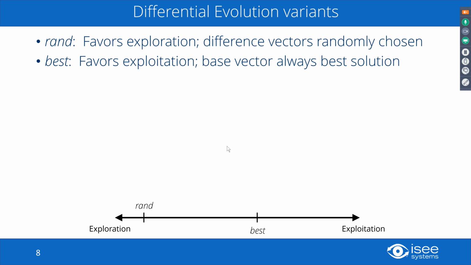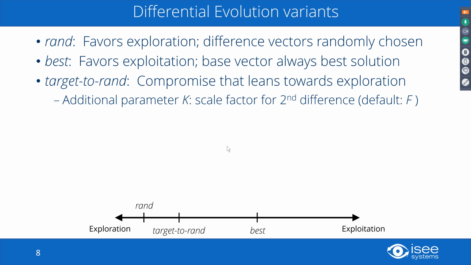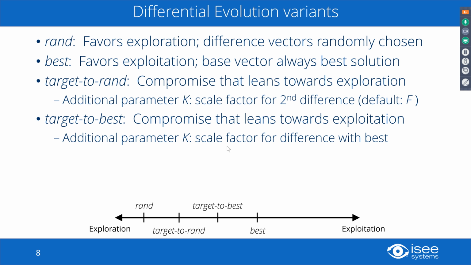So it's favoring exploitation. There are also two intermediate ones, target to RAND, which is a compromise that leans toward exploration, and target to BEST, which is a compromise that leans toward exploitation. Why would you choose one of these? Again, I would start with RAND. If you're not converging properly, you might try BEST or one of the other ones. If BEST converges too fast, you try one of the intermediate ones. That's how you would do it. And there is one more fallback option. Oh, before we do that, let me show you. Powell is over here on the exploitation side, way over, a lot farther probably than BEST is even on this scale.